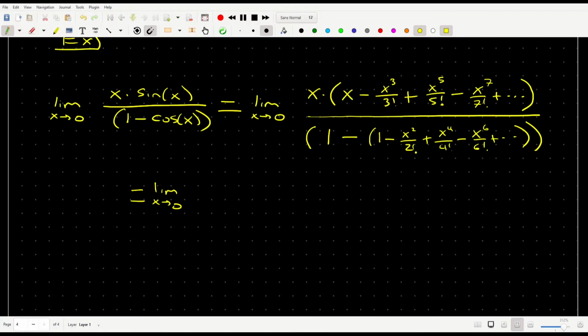First, I'll factor an x out of the sine series. So this is going to become x squared times 1 minus x squared over 3 factorial plus x to the 4th over 5 factorial minus x to the 6th over 7 factorial, and so on and so forth.